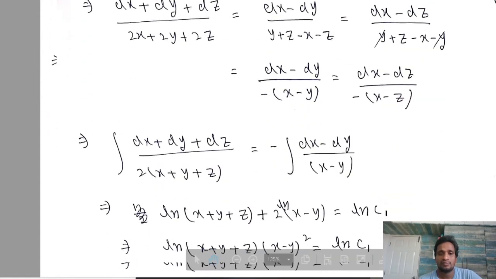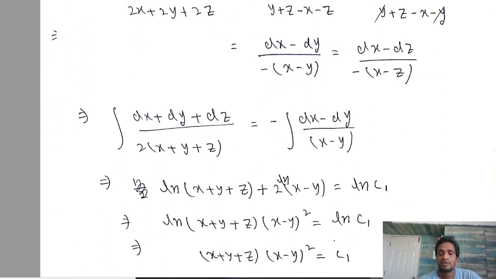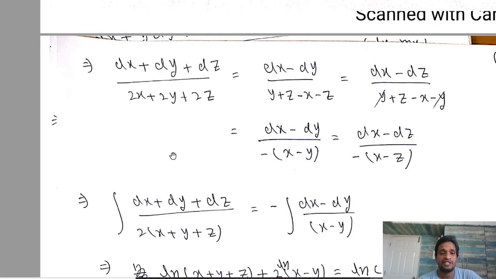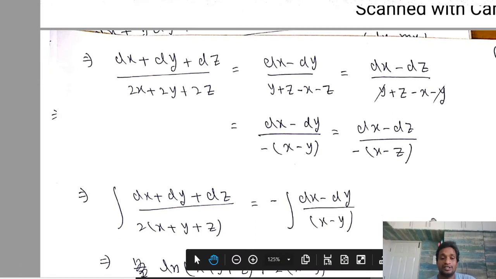So the leftover terms are, in the first equation as it is, the first term and the second term, dx minus dy by minus of x minus y. The z term gets cancelled, and that term is dx minus dz by minus of x minus z. If I integrate these first two terms, I am writing integration on both sides.